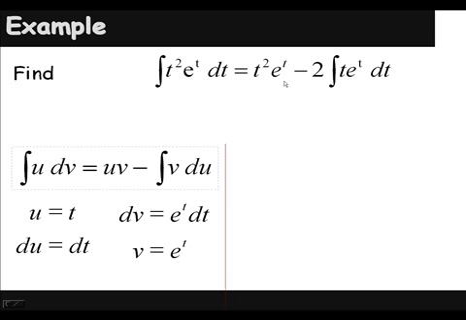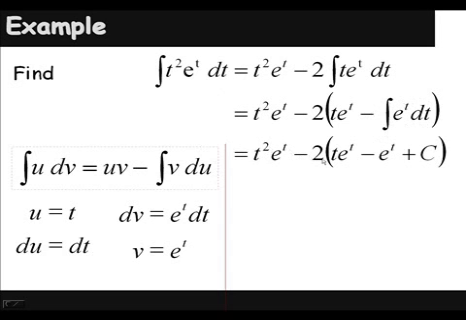So we copy down this front part. We have t squared e to the t minus 2 times whatever this integral is. Well, this integral has just been split up into another integration by parts, where I have u times v, or t times e to the t, minus the integral of v, which is e to the t, du, which is dt. This integral we can go ahead and evaluate now. So sometimes it takes more than one iteration through integration by parts to get where we're going.